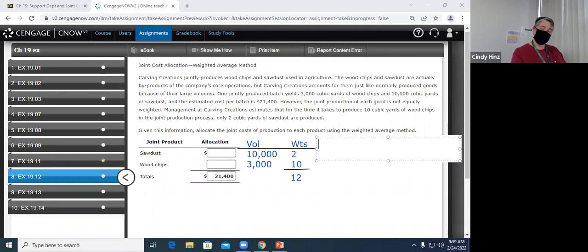Again, mathematically, we could do this in either order, but I'll apply the weights next since that's the way I've set up the columns. So the next column I'm going to call weighted volume. I'm going to multiply by the weights. 2 times 10,000 would be 20,000. 10 times 3,000 would be 30,000. So the total, 50,000.